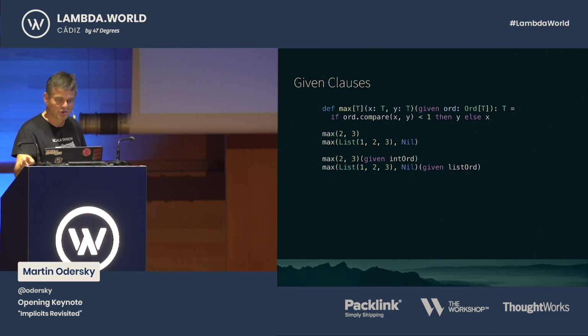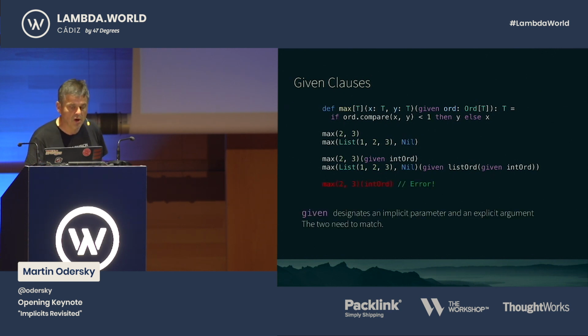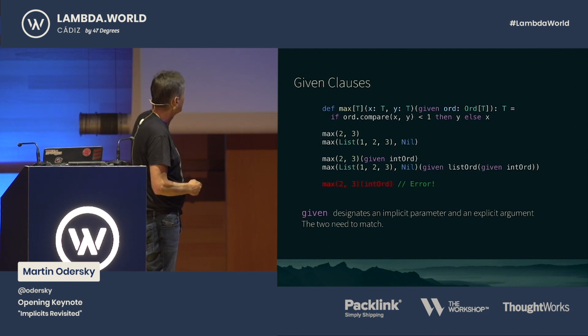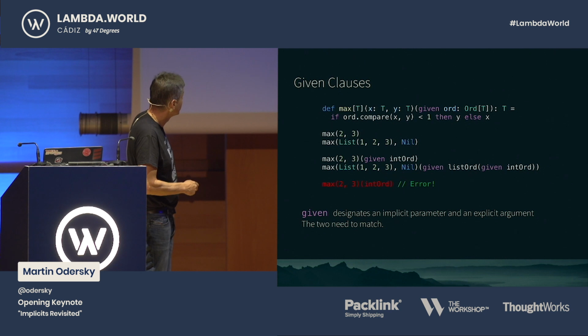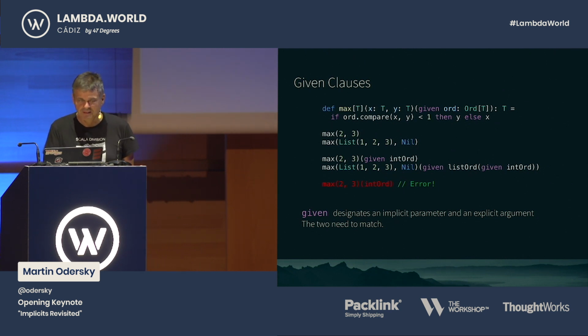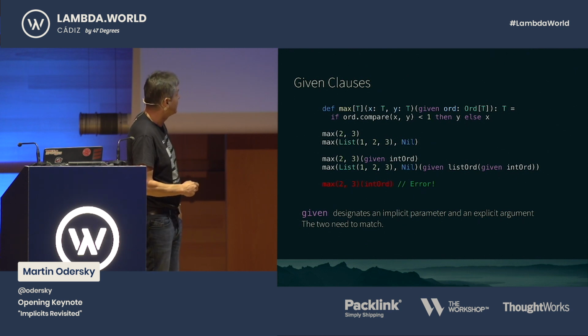Okay, now let me just go on with this. So you write given int ord, given list ord, or since list ord is itself parameterized, you can go one level further down, and now you have specified it completely. But you can't write it like this anymore. So for implicits, this is really washed out. The red thing, very well done. It's clear on my screen, but on this one it's washed out. But it should be washed out because it's actually not legal anymore. It's not legal because you have to match up the parameters exactly.